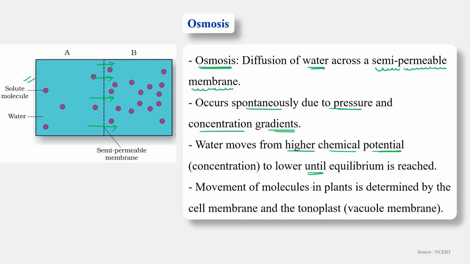Movement of molecules in plants is determined by the cell membrane and the tonoplast, which is the outer covering of the vacuole. Movement of water in plants is determined by the cell membrane and the tonoplast. And again, I'll repeat, osmosis is a type of diffusion in which solvent, or water, moves across a semi-permeable membrane until equilibrium is reached.